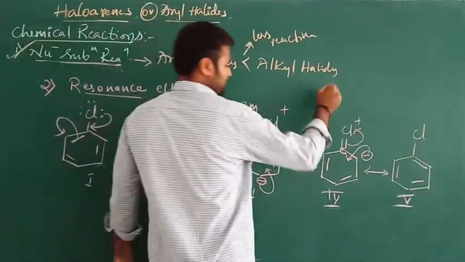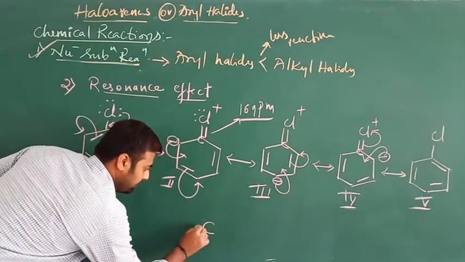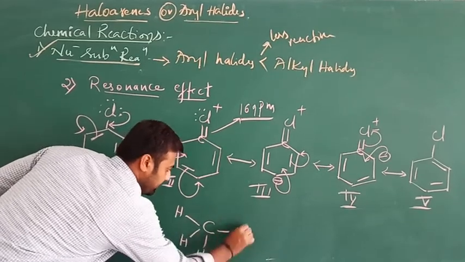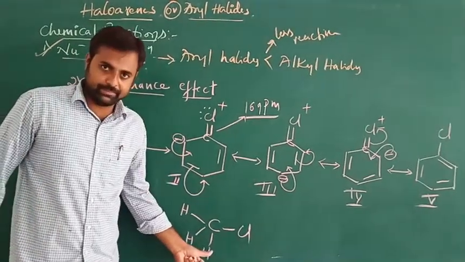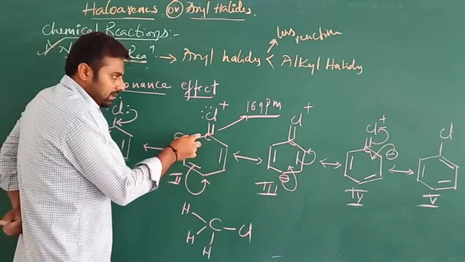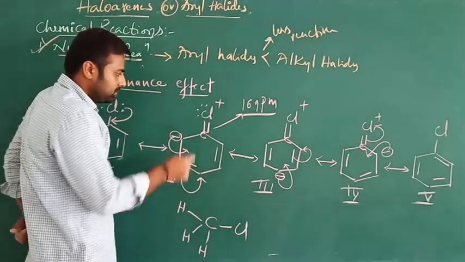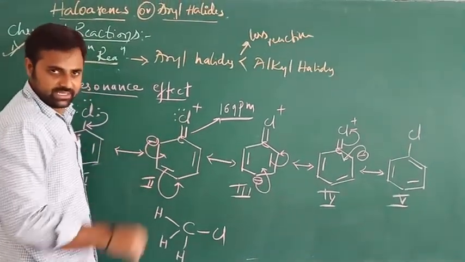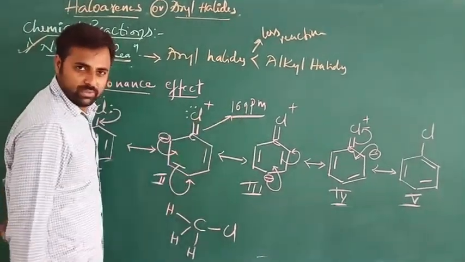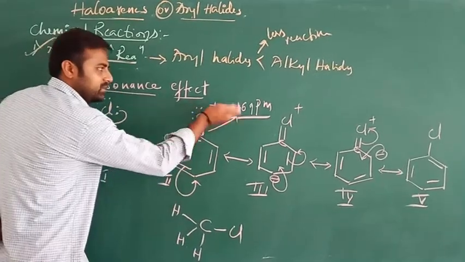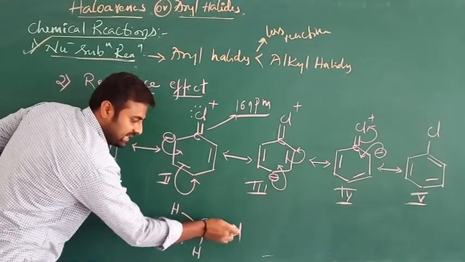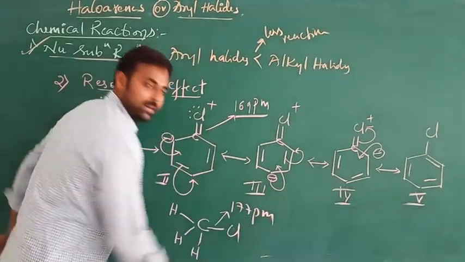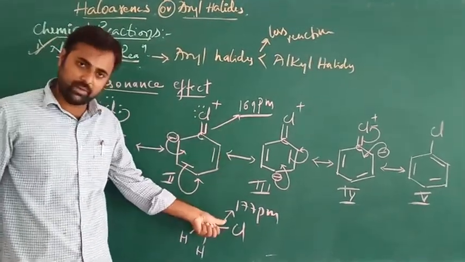If I consider another alkyl halide, this is methyl chloride, right. In these resonance structures, there is a partial double bond character between the C and Cl due to the resonance effect, which has a bond length of 169 picometer. That is very less when compared to the C-Cl bond in methyl chloride, which has a 177 picometer bond length, right? It is very less when compared to this one.